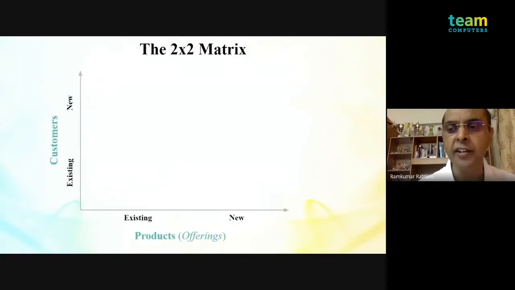The first question is, what does this 2x2 matrix attempt to do? The 2x2 matrix is a very structured and very organized methodology which helps you to increase your footprint in a customer base. If you do so, eventually you end up increasing your wallet share with your customers. So that's the fundamental concept of the 2x2 matrix. I repeat, it helps you to increase your footprint in a customer base.